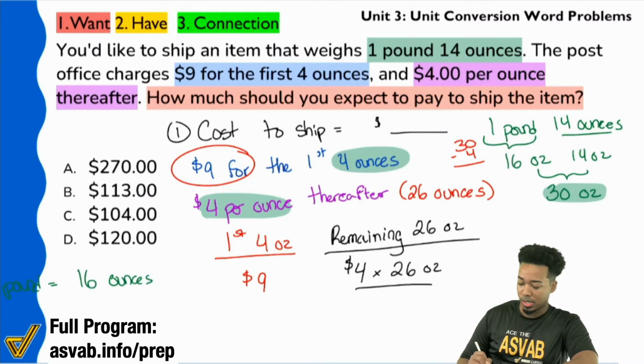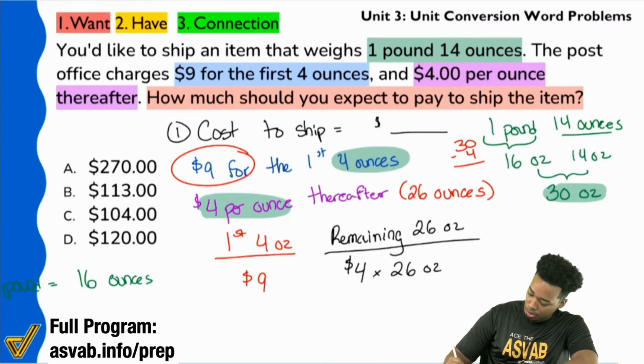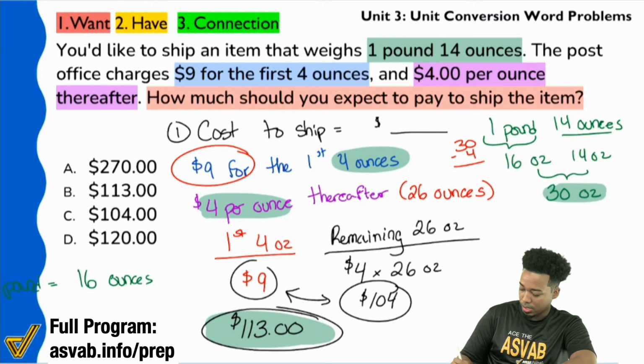What's 4 times 26? 4 times 20 is 80. 4 times 6 is 24. 80 plus 24 is 104. So we have $104 right here. We have the $9 right there. Add that together, and that's going to give us $113. That is the total cost to ship this item.